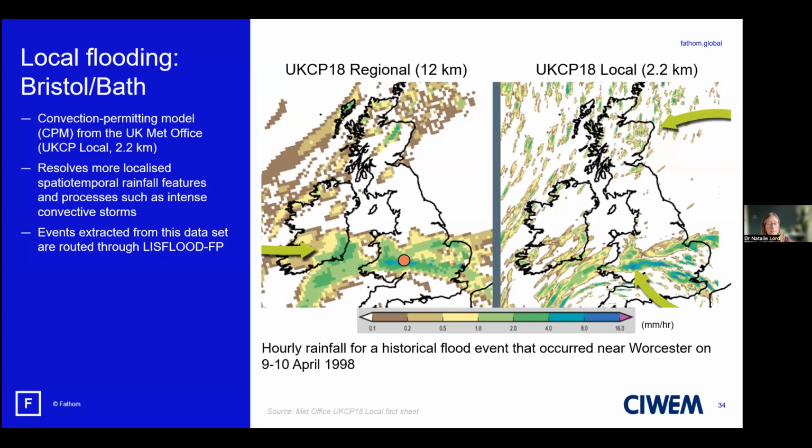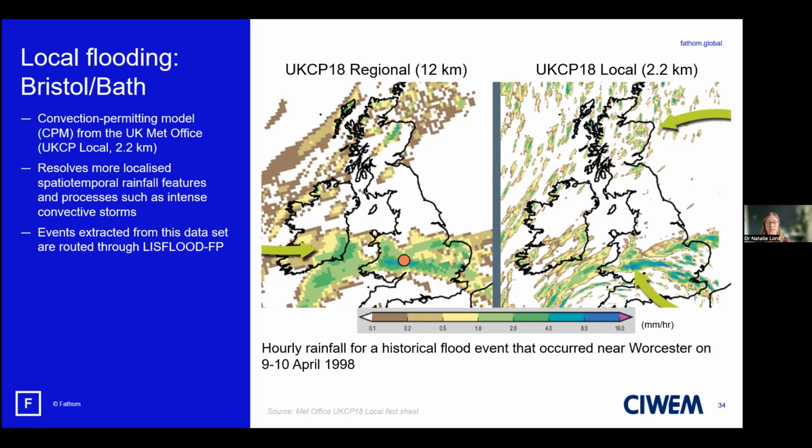So in this study, events were extracted from the climate data and were routed directly through the LISFLOOD-FP 2D hydraulic model over the Bath and Bristol area in order to produce flood inundation. And for comparison, inundation was also produced by applying climate uplifts, in other words, change factors, derived from the UKCP Local data to historical IDF data for precipitation. And it was found that the use of an event set from a convective permitting model results in greater inundation.